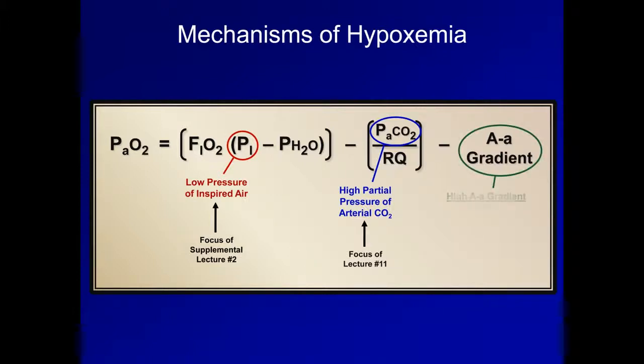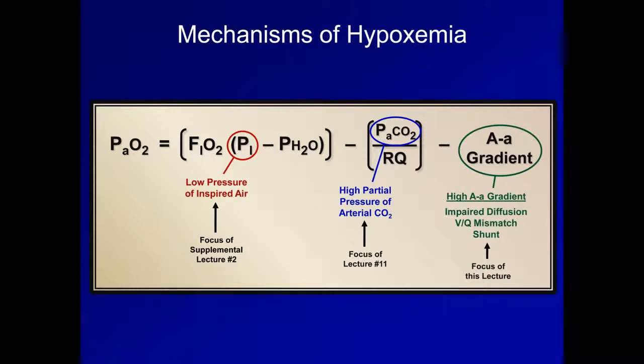Finally, there can be an elevated AA gradient. There are 3 more specific mechanisms that fall into this category: impaired diffusion, something known as VQ mismatch, and finally a shunt. These will be the focus of this lecture.